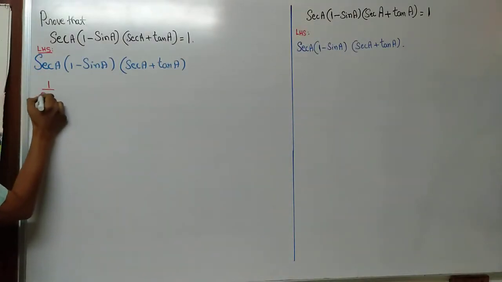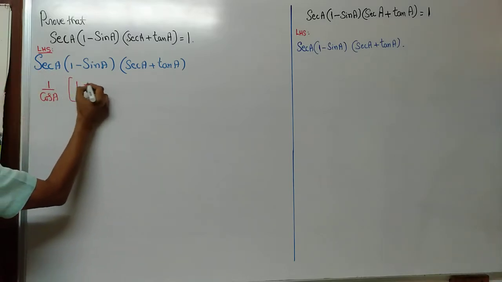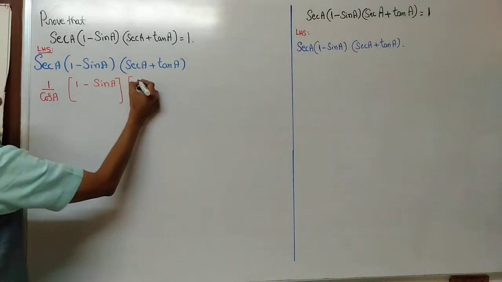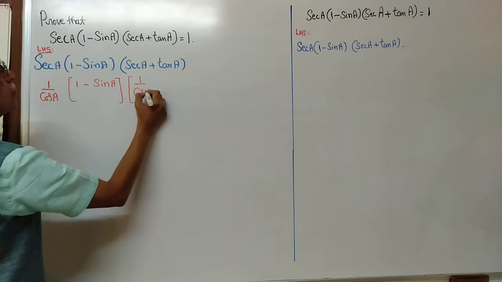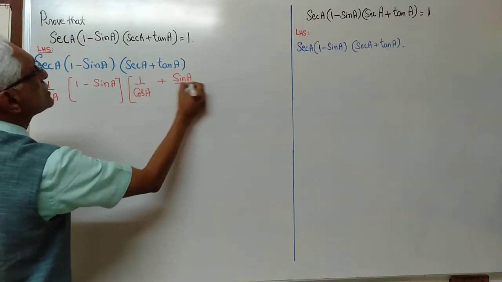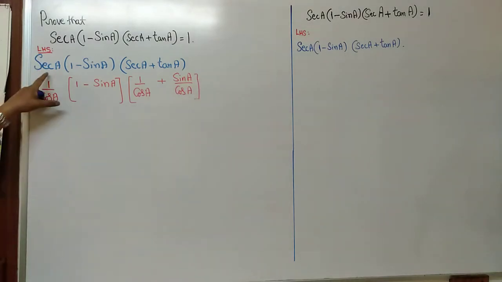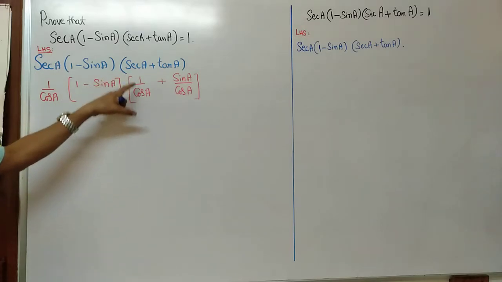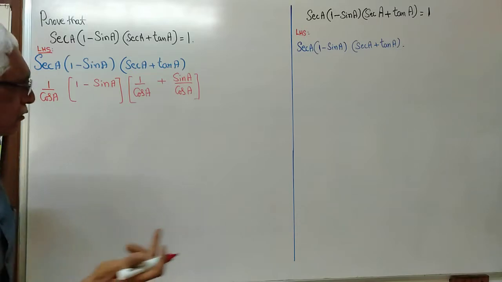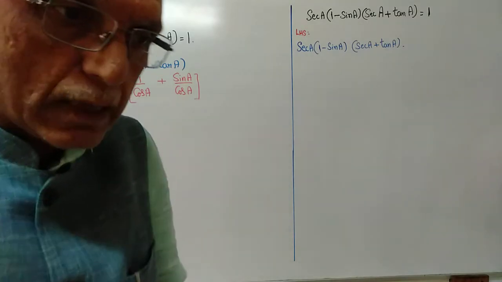Secant A is written as 1 over cos A, into 1 minus sin A, correct, into secant A, which is written as 1 over cos A, plus tan A, which is written as sin A divided by cos A. You all know that. What do they do? Now they remove the bracket.